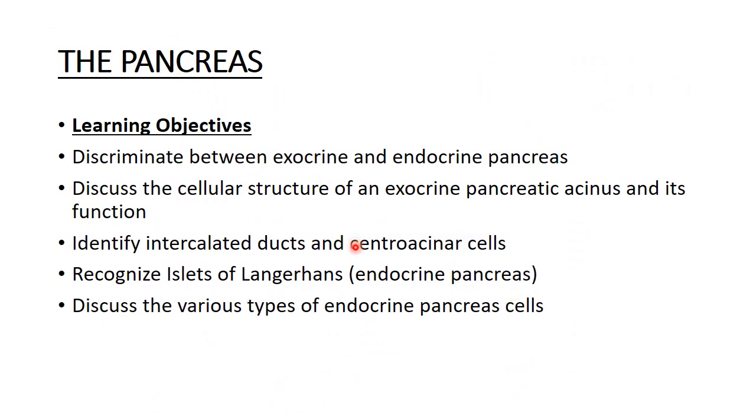Part 2 of our lecture is the pancreas. We have several learning objectives in this part. First, we need to discriminate between the endocrine and exocrine pancreas, discuss the cellular structure of the exocrine pancreatic acinus and its function, identify the ductal system of the exocrine pancreas, and identify the intercalated duct, centroacinar cells, interlobular and intralobular duct, recognize the endocrine part of the pancreas, which is the islets of Langerhans, and discuss the various types of cells within the islets of Langerhans.